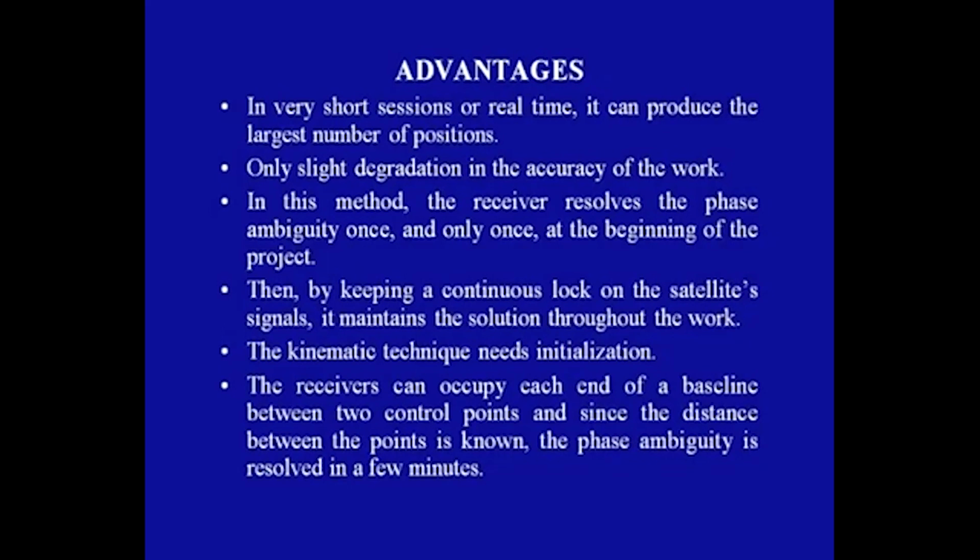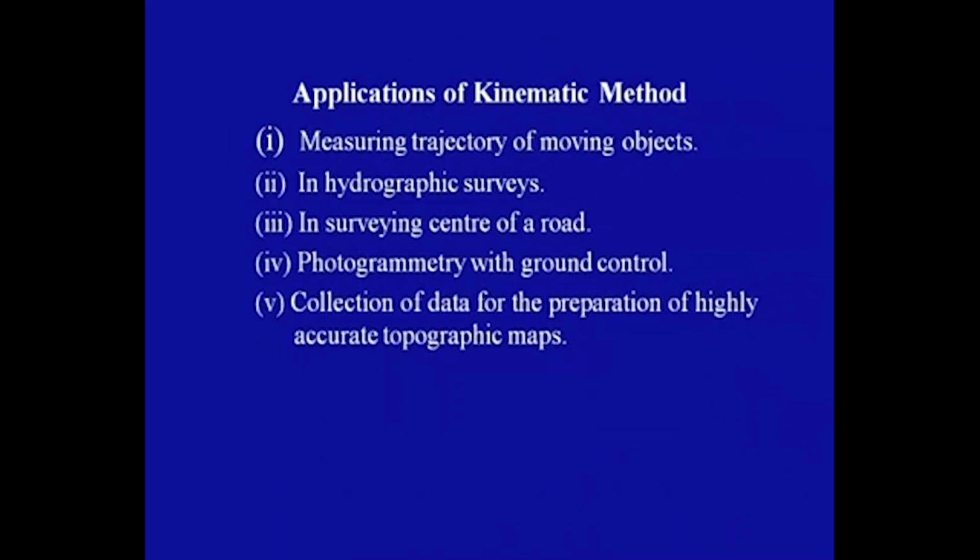The kinematic technique requires initialization, that is, the receivers occupy each end of the baseline between the two control points, and since the distance between the points is known, the phase ambiguity is resolved in a few minutes' time. Applications of the kinematic method include measuring the trajectory of moving objects, hydrographic surveys, surveying the center line of a road, photogrammetric ground control provisions, and collection of data for preparation of highly accurate topographical maps.